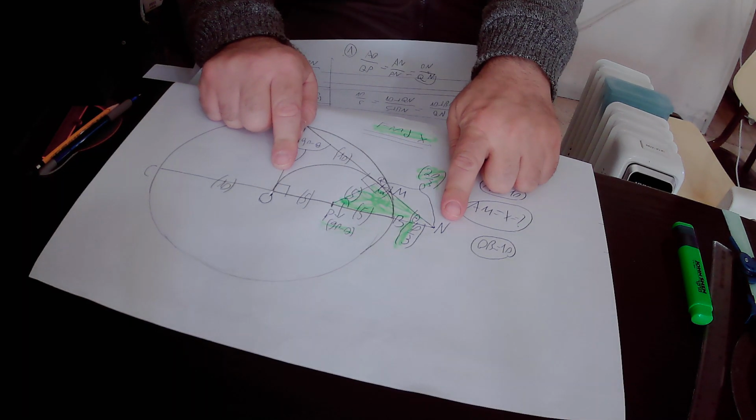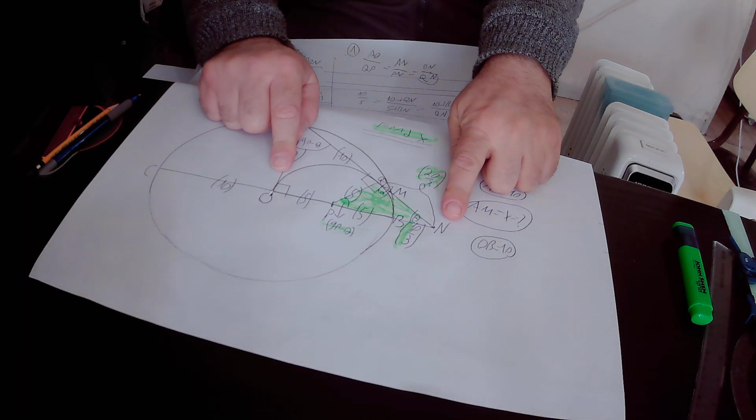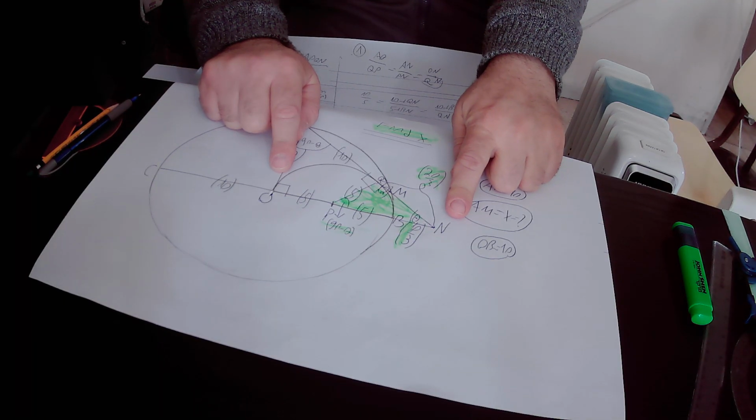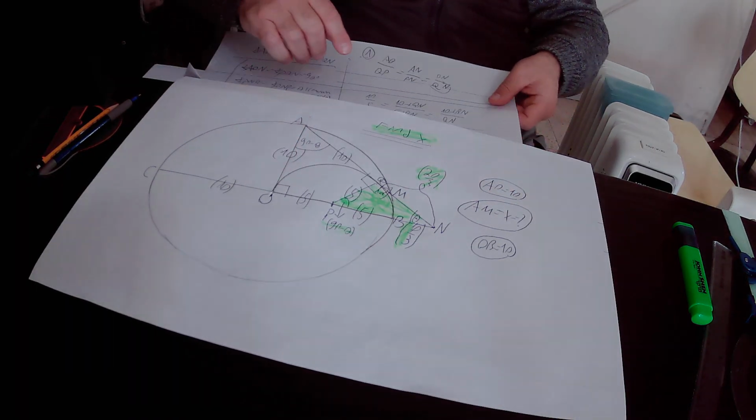From the drawing, it is very easy to see that ON equals OP plus PB plus BN. That is to say, ON equals OP, that is 5, plus PB, that is also 5. So 5 plus 5 is 10, plus BN. So in total, ON equals 10 plus BN.